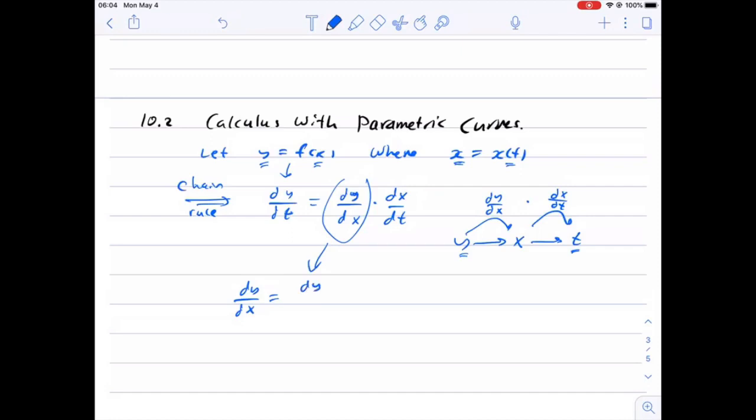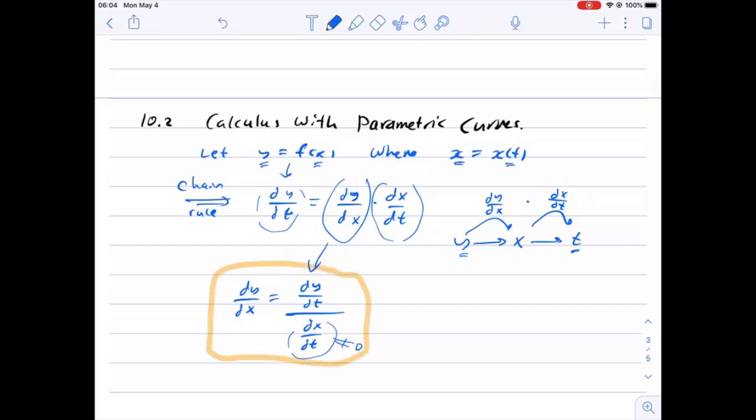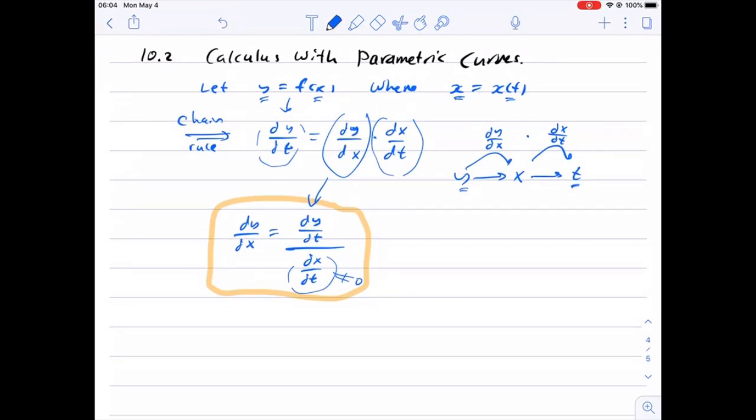So dy over dx is dy over dt divided by dx over dt. We divide both sides by dx over dt, where this should be different from 0. We can't have dx over dt equals 0 because in that case the denominator becomes 0. So this is the first derivative. This enables us to find the tangent line of a parametric curve with no need to eliminate the variable t. We can still have t, and we can find dy over dx, which is the derivative or the slope of the tangent line.